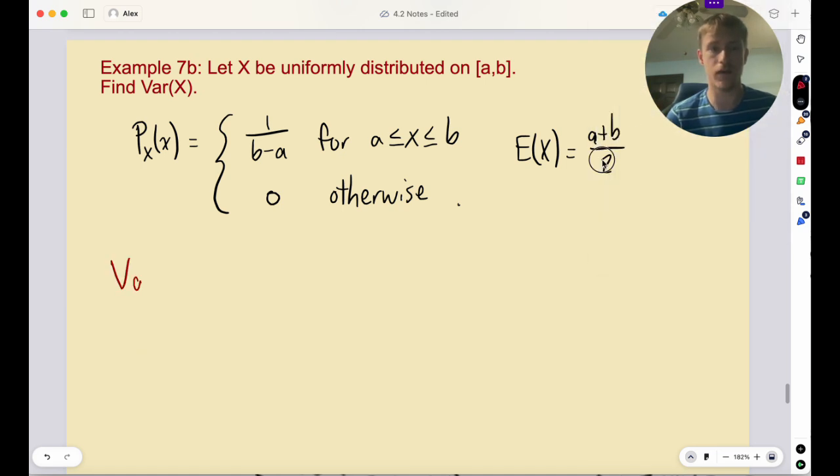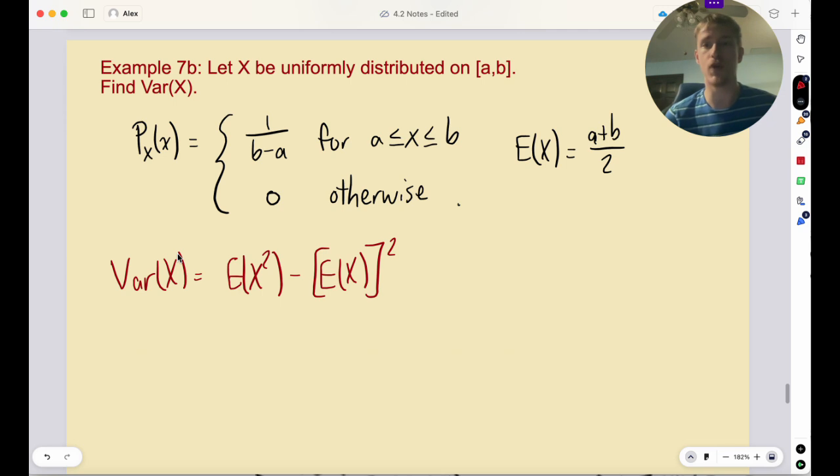Recall that variance, this magic formula, which you're going to write a bunch of times, is going to be the expected value of x squared minus the expected value of x, squared. Well, we already know one of those things. We just need to find this. So let's do that.